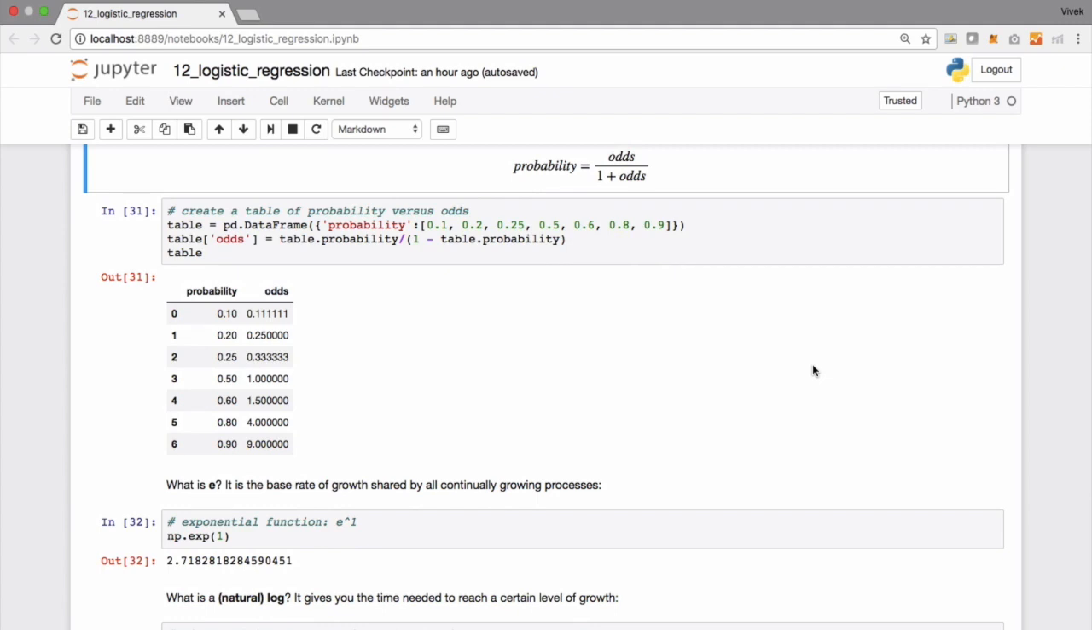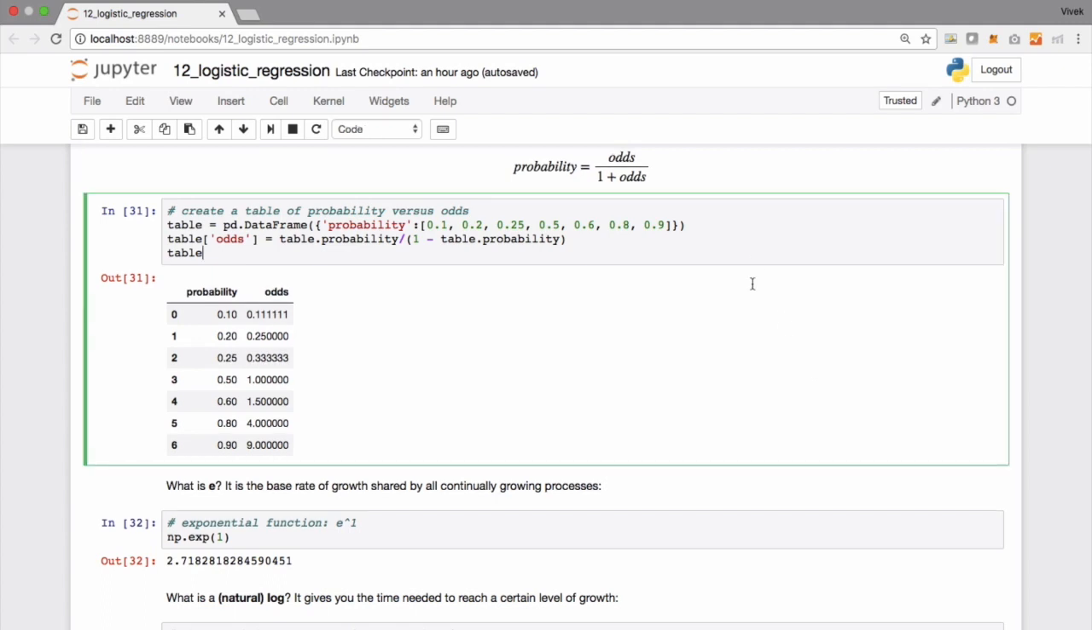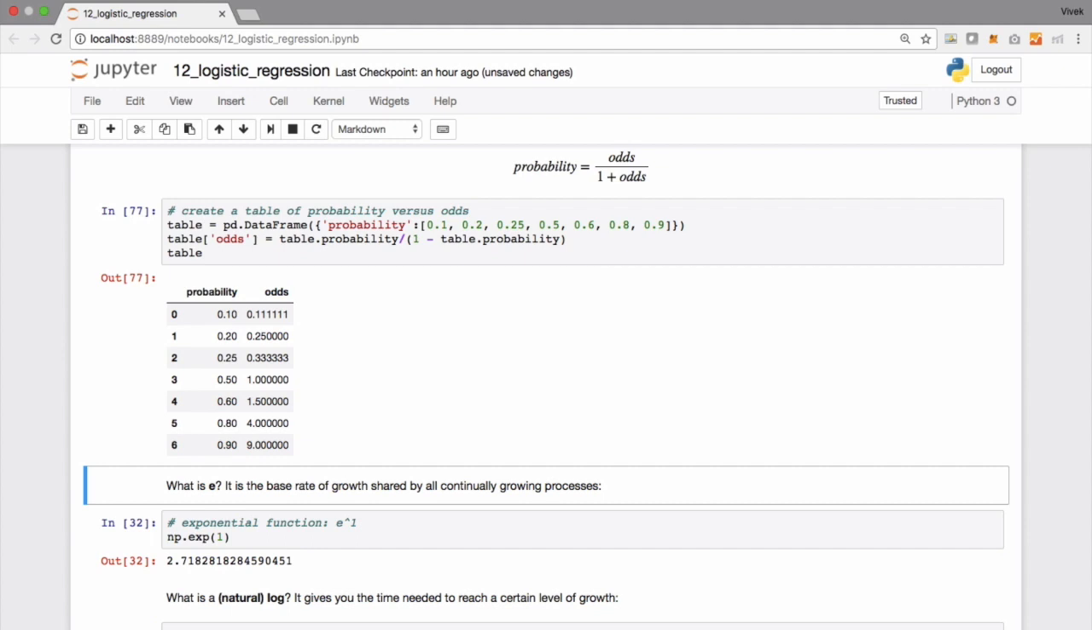So let's take a quick dummy example and create a table of probability versus odds. I come up with a quick data frame that has probability values scattered from 0.1 to 0.2, 0.25, some dummy values. And I come up with an odds column, which is nothing but the probability by 1 minus probability of the probability column. So I'll try to understand the relationship between these two.